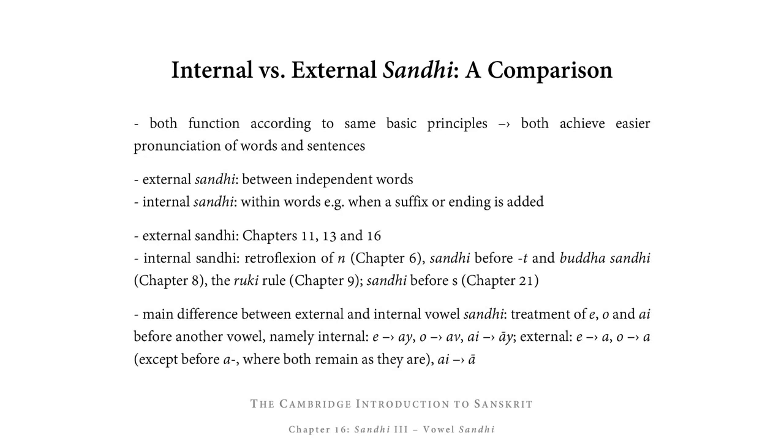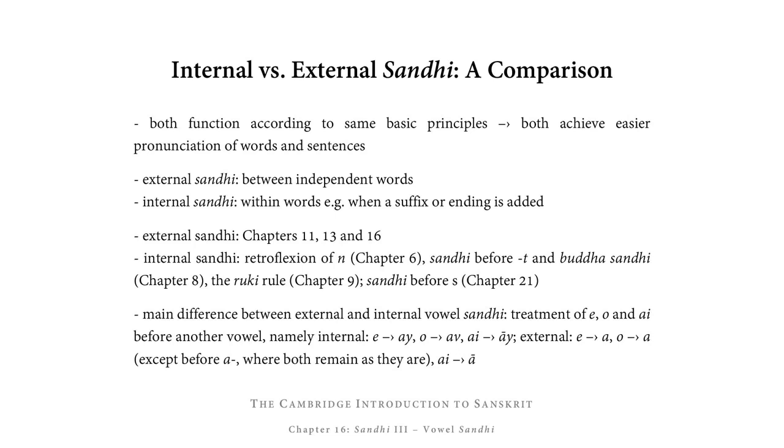The main difference between external and internal sandhi comes in vowel sandhi, and there specifically in the treatment of e, o, ai and au standing before another vowel. What we get internally is e, o and ai appearing as ay, av and ay. So what's happening here is that e, o, ai originally have underlying ai, au and ai, and in front of another vowel, the second element of these turns into its semi-vowel equivalent, i.e. y or v, and therefore we get ay, av or ay.